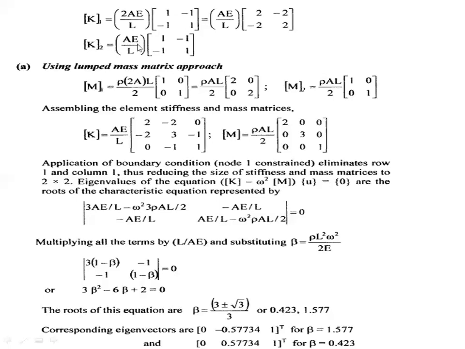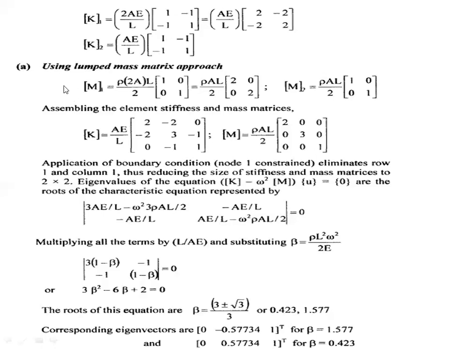The element stiffness matrix formula is AE by L times [1 -1; -1 1], where the area is A, E is E, and the length is assumed to be L. Again [1 -1; -1 1]. But here the row numbers and column numbers belong to the second element. Therefore, the second element has nodal numbers 2, 3, so the row numbers are 2, 3 and the column numbers are 2, 3.